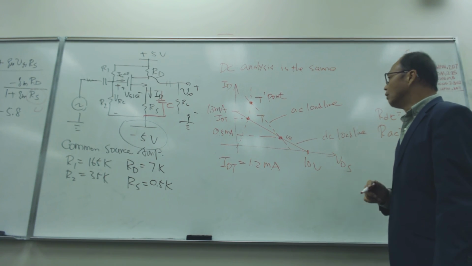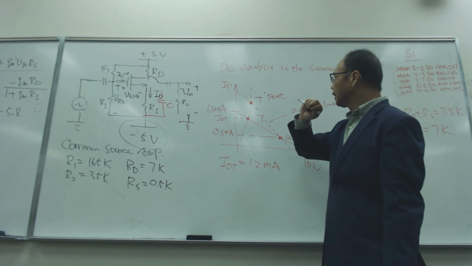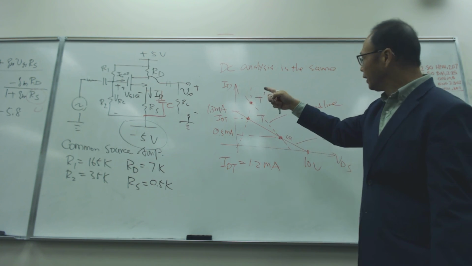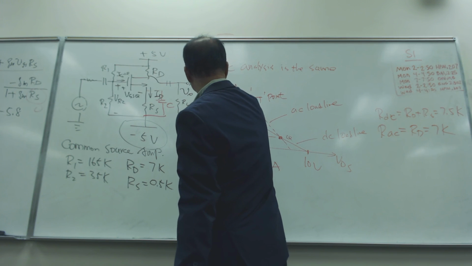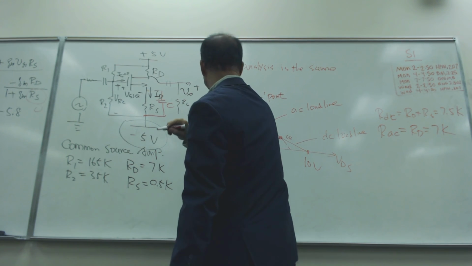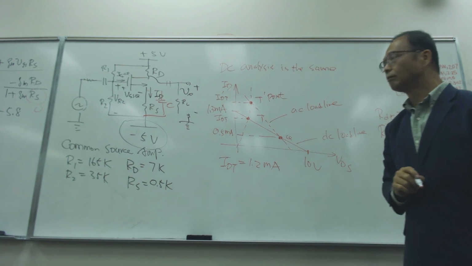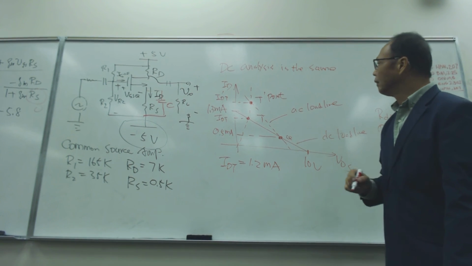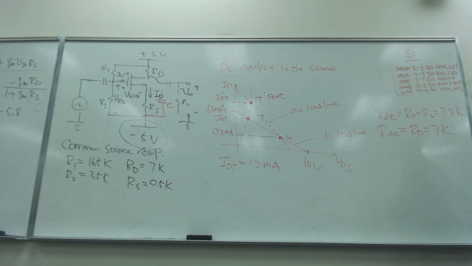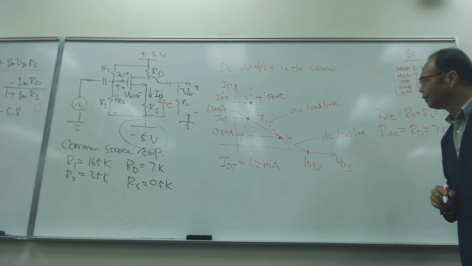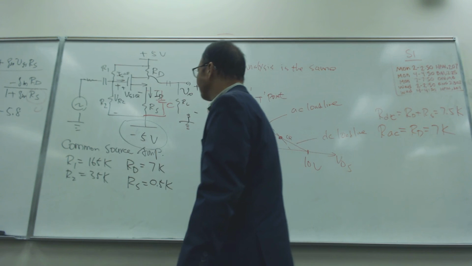So for this circuit, under the AC condition, the upper bound is IDP prime, and the lower bound is 0. So how do I find IDP prime? How do I do that?